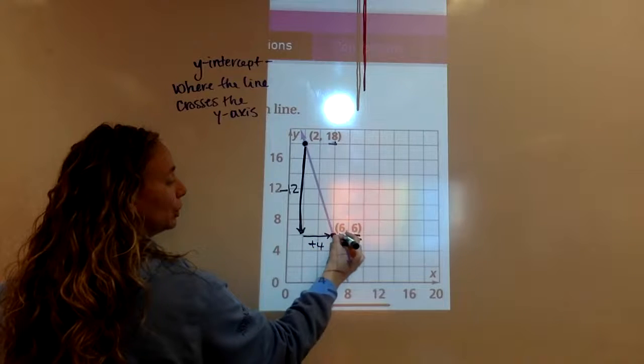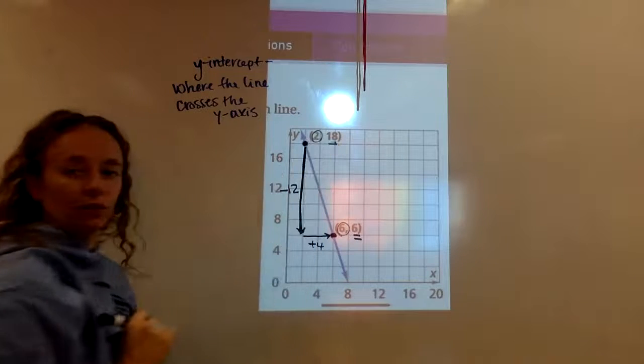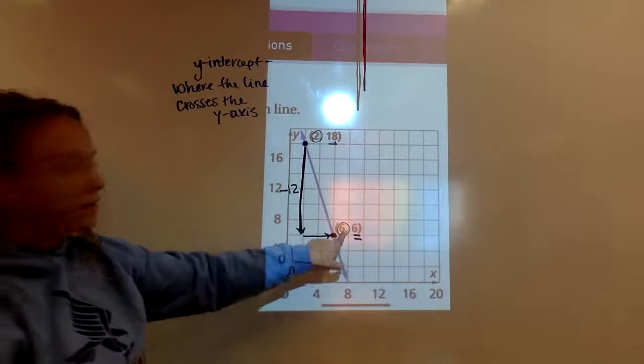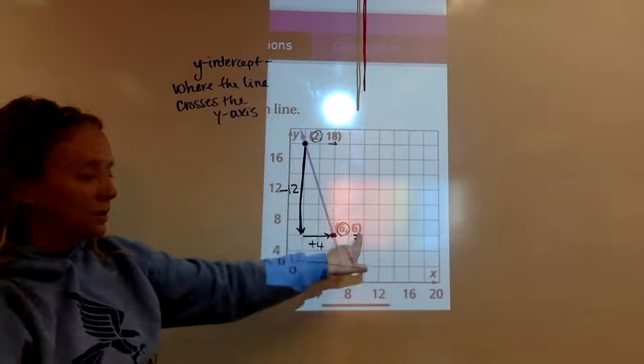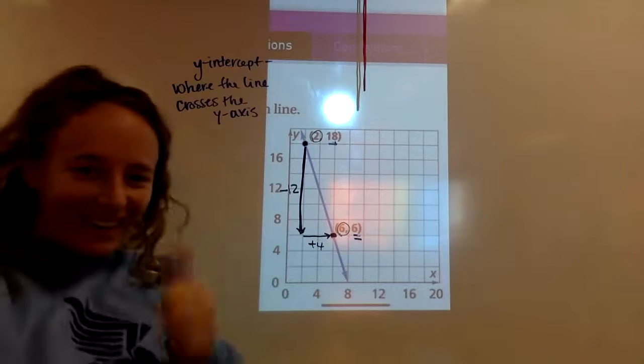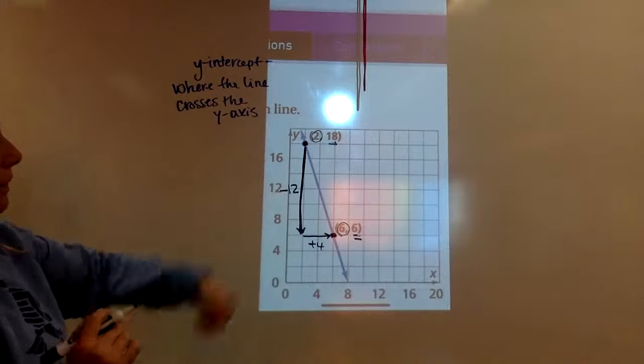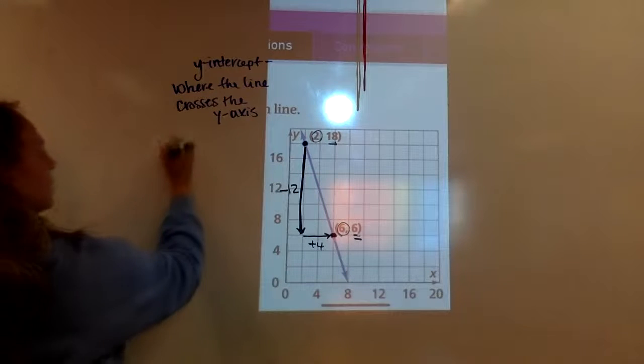And again, we can look at these x values versus the y values. And this 4, 2 plus 4 gets me 6. 18 minus 12 gets me this other 6. Kind of cool, huh? I like that. Yay. So we're kind of using the slope formula to our advantage when we're looking at these problems.